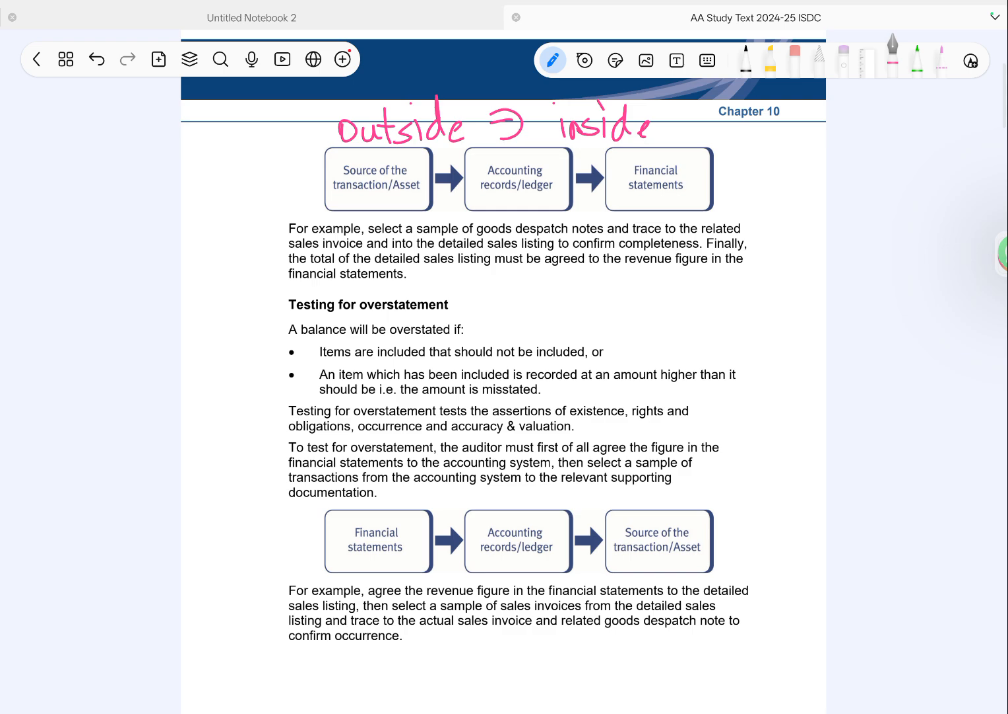And for example, selecting goods dispatch notes and tracing them to sales invoices and then into the sales listing ensures that all sales are recorded, testing completeness. The total sales listing is then agreed to the revenue figure in the financial statements. On the other hand, overstatement occurs when items are recorded that shouldn't be included, or are recorded at higher amounts. Testing for overstatement focuses on assertions like existence and accuracy.